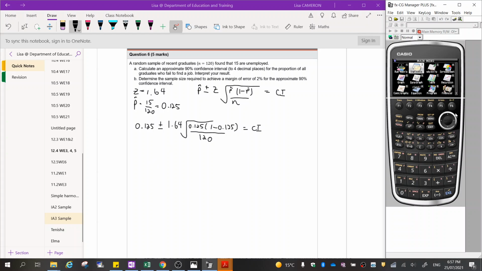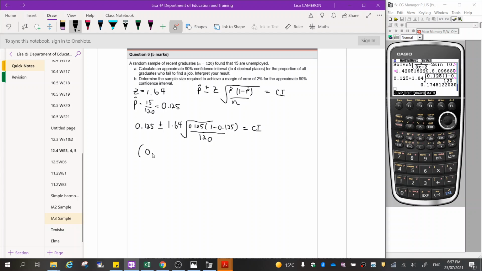So I'm going to punch this in the first time with a plus, and then I'm just going to go back and change it to a minus. So 0.125 plus 1.64 square root, put my fraction in, 0.125 bracket 1 minus 0.125 bracket all over 120, execute. So the first number I've got in my confidence interval, that'll be the second one because it's the plus, is 0.1745.